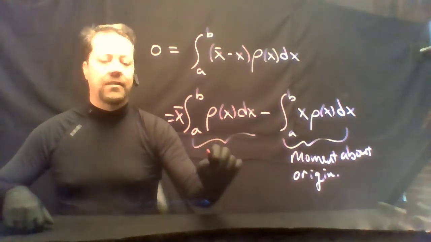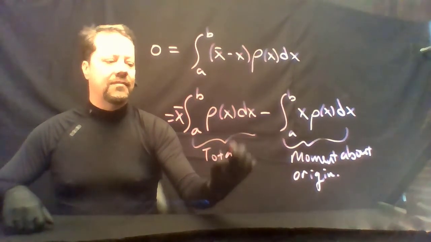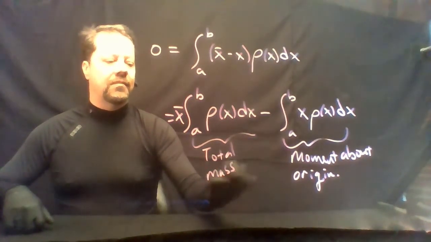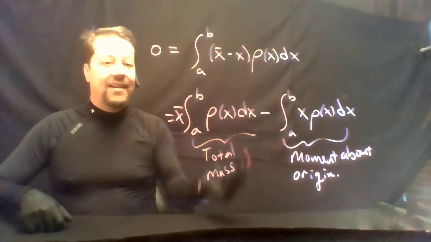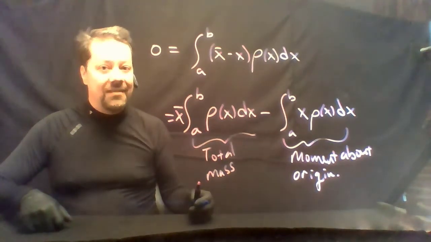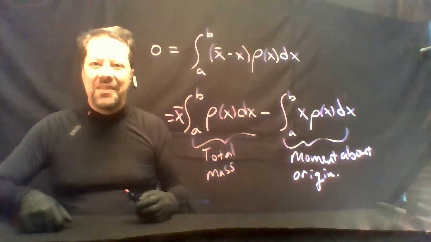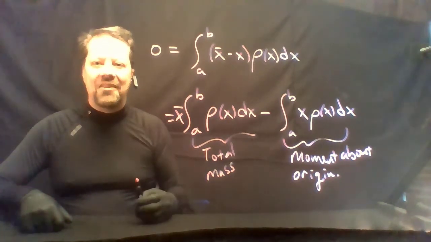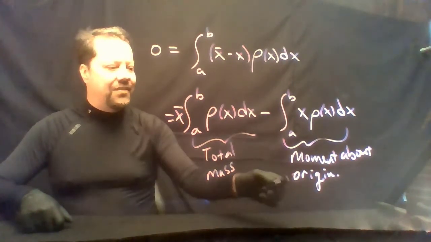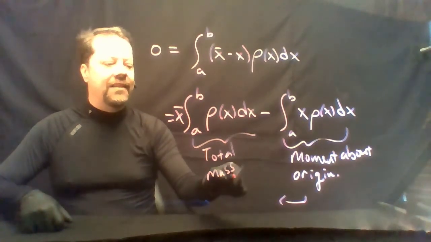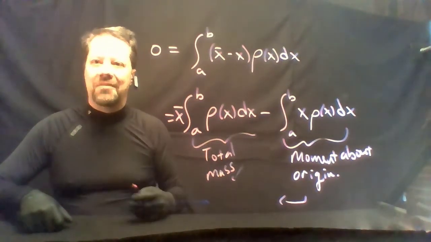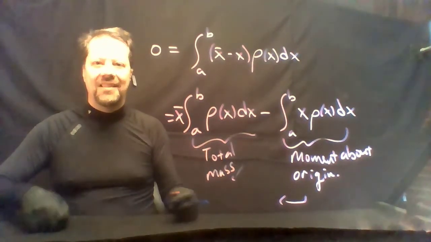The first integral is the total mass. The nice thing about this equation is that we can solve for x bar. We can figure out where that center of mass is. All you have to do is move this to the other side and then divide the other factor off to solve for x bar. Here's what you get.